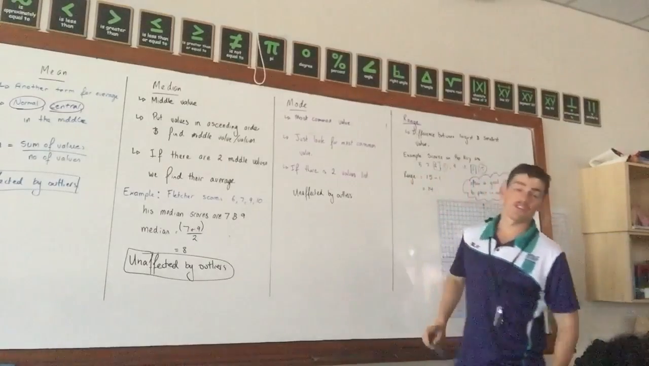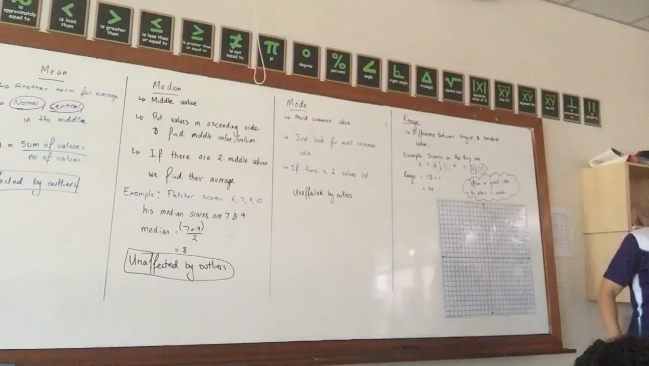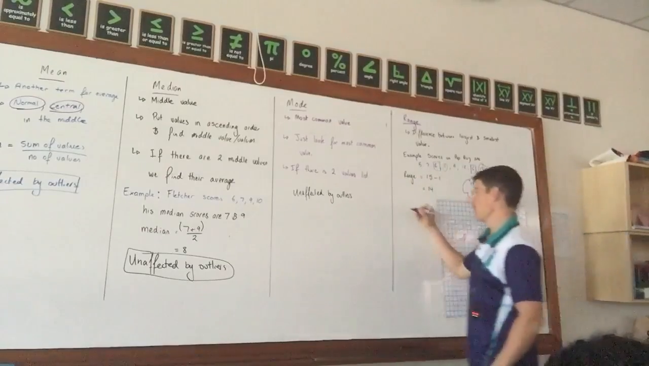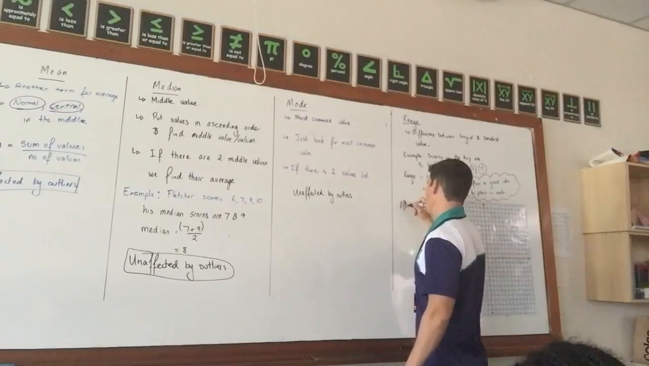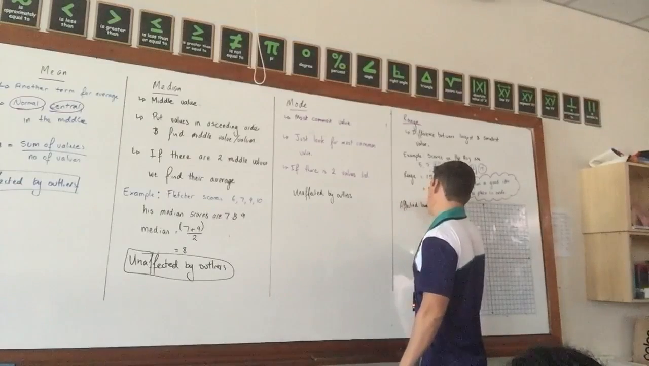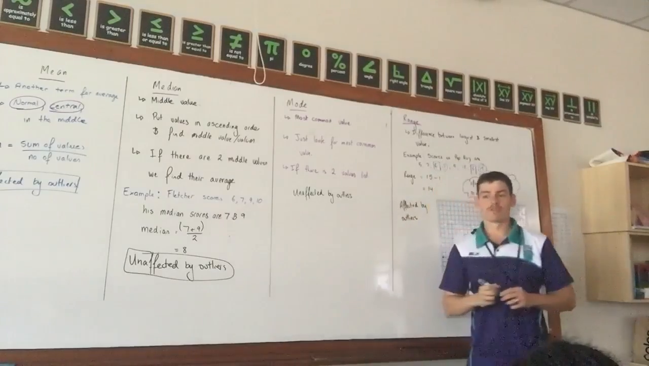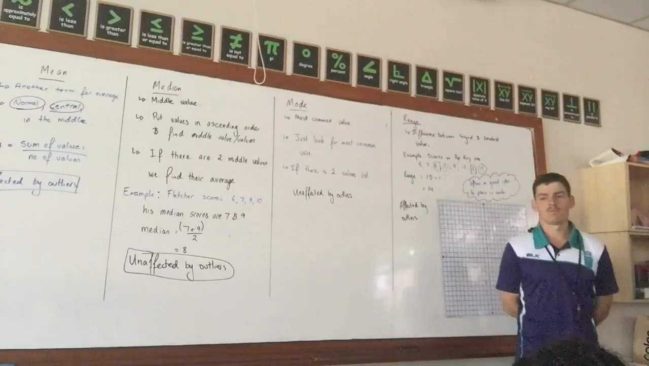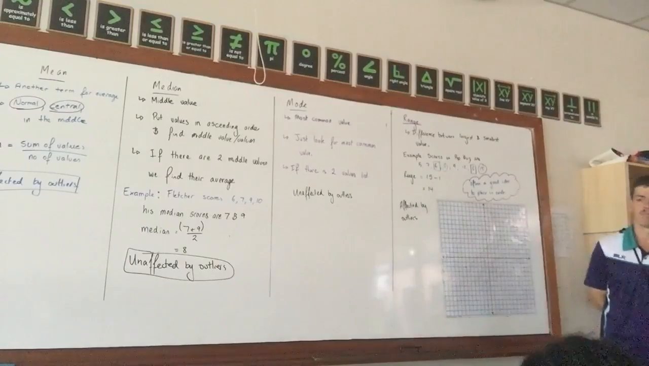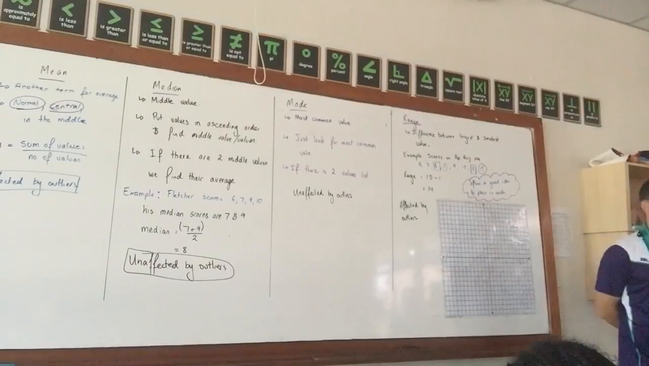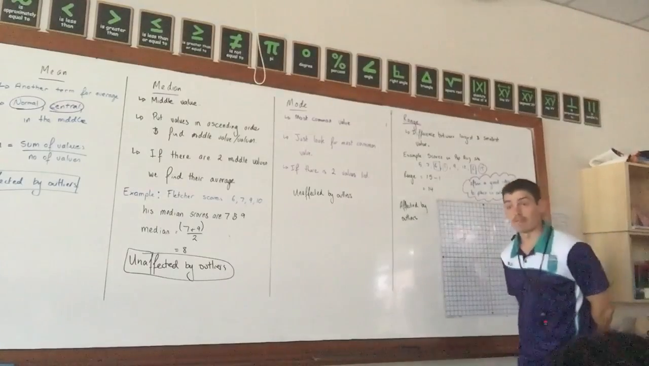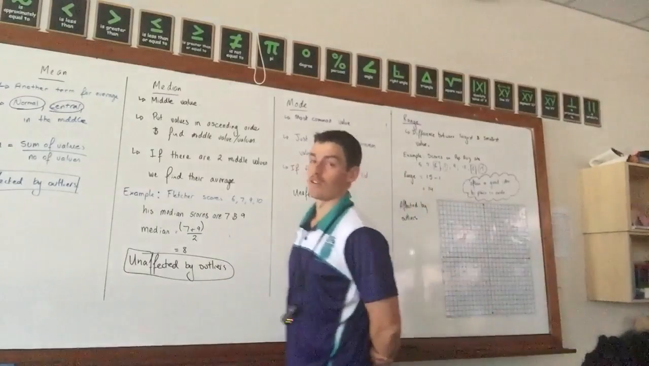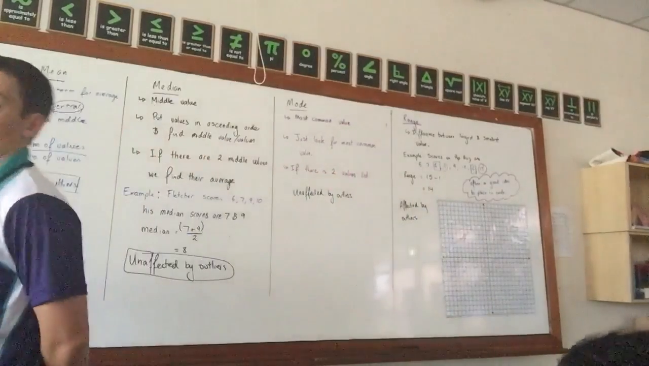Is range affected by outliers? Yes. Very much so. The most affected. Why is that? Well, how do you find your range? It's your biggest and smallest value. So an outlier is probably going to be your biggest or your smallest value. It could be both. Happy with that?